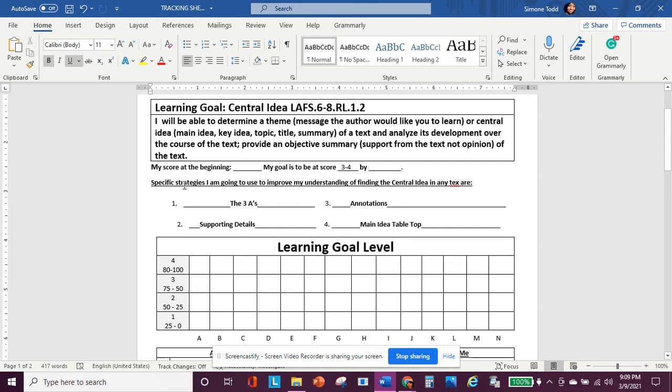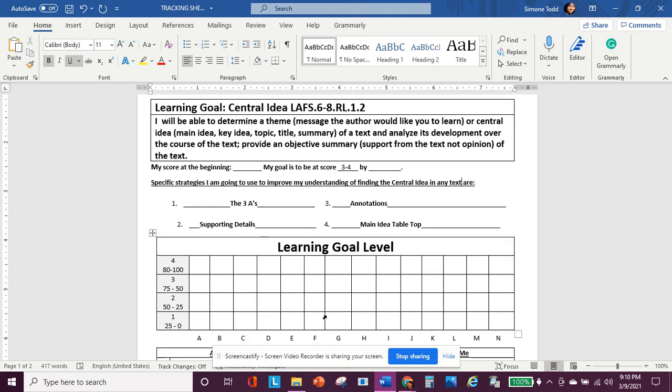So here, specific strategies I'm going to use to improve my understanding of finding the central idea in a text are, okay, the strategies that I've given to my students. Have them list them so that they know what they can use as learning strategies to help them understand or locate the central idea of any text. So at any time, my students have at least 2 to 4 learning strategies that they are going to use, whichever ones they like the most.